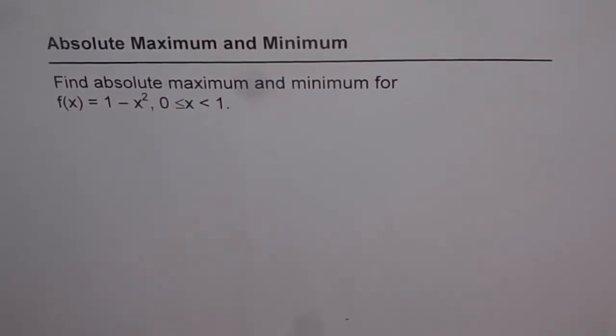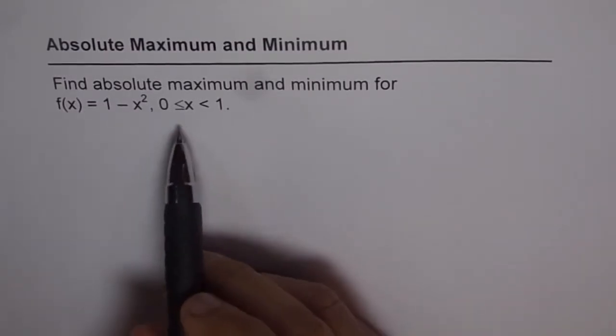Absolute maximum and minimum. Find the absolute maximum and minimum for the function f of x equals 1 minus x squared, when x is greater than or equal to 0 but less than 1. Now note here that the type of examples which I have taken are very critical in themselves. We have taken a wide variety of examples so that you understand the concept of maximum and minimum in a closed interval.